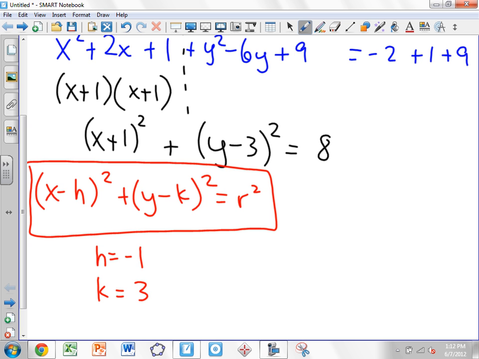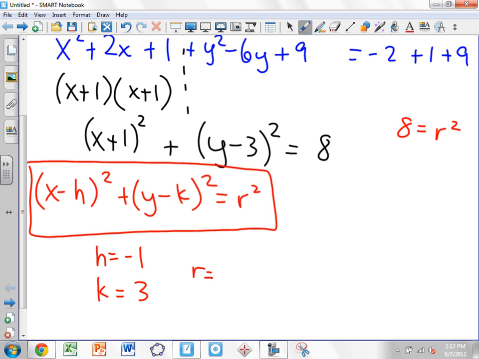And then what's the radius? It's not 8. Be careful. Why is it not 8? What does this tell you right here? 8 is taking the place of r squared, right? So 8 is r squared. So what's r? Yeah, right there. Good. Because 4 is half of 8, right? That's the first thing you think of.